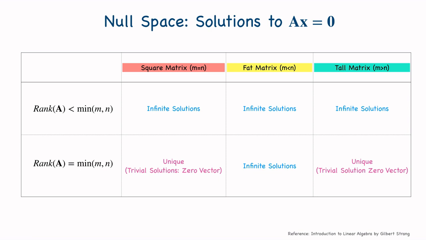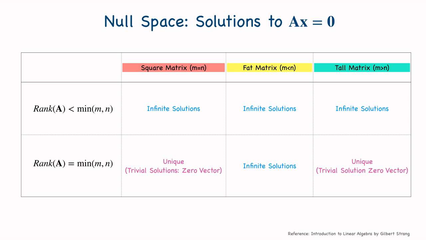If rank of A is equal to minimum of m comma n, for a square matrix we already know that it has a unique solution, and that unique solution will become the trivial solution, which is the zero vector. The same thing happens for the tall matrix. When rank of A is equal to the minimum of m comma n, it achieves full column rank, and therefore it has a unique solution, which is the zero vector.